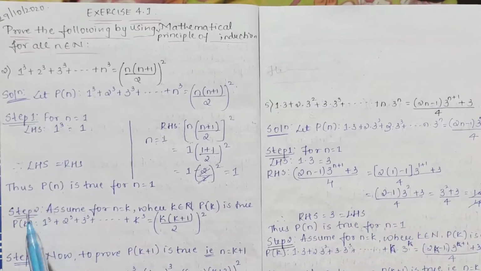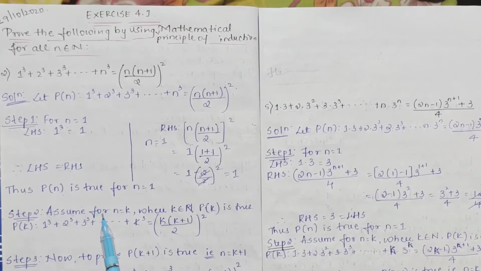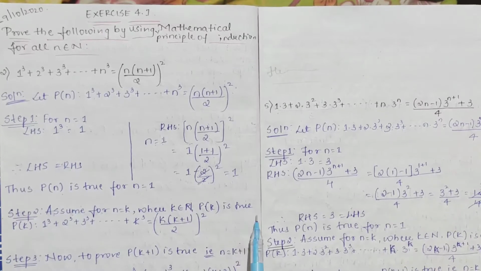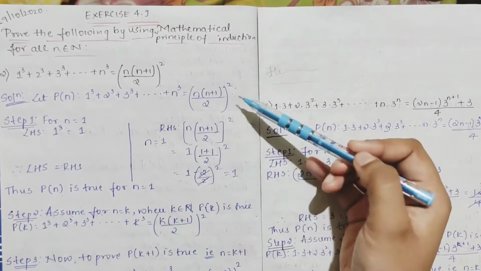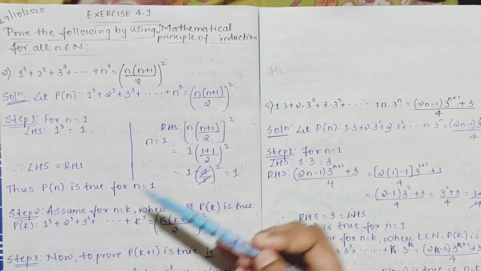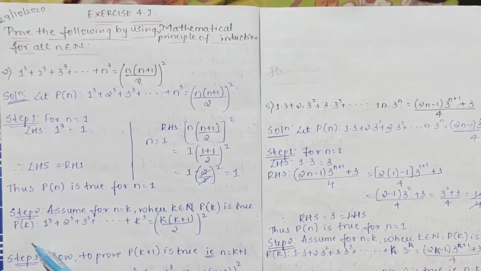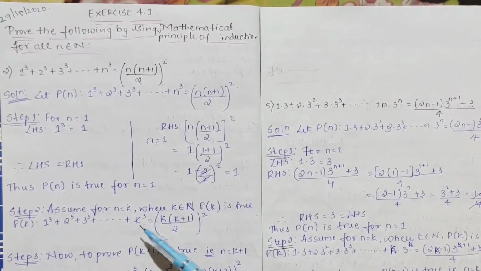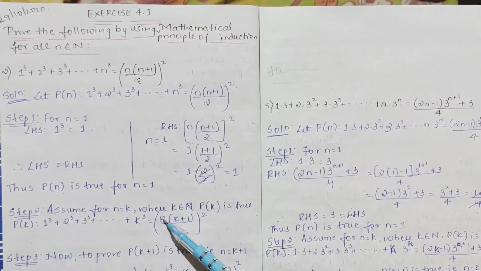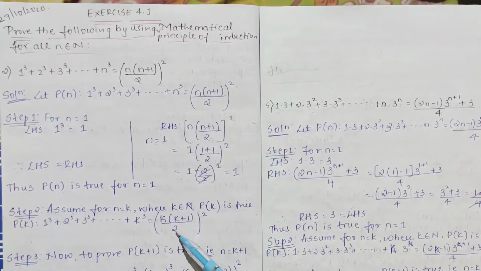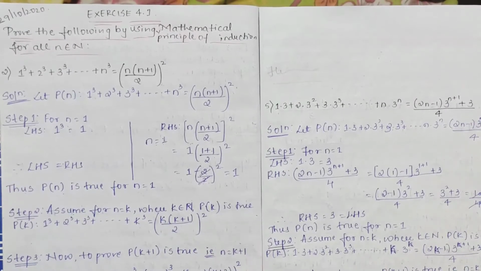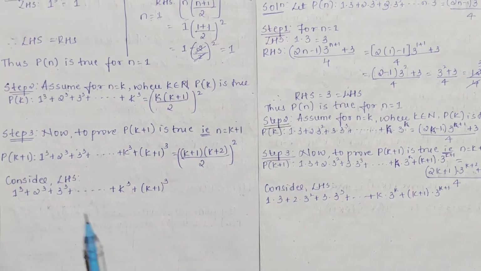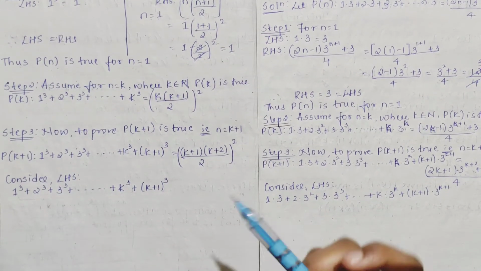Now comes our step 2. Step 2: you have to assume for n equal to k, where k belongs to the natural numbers, P of k is true. So wherever n is there in P of n, you have to put k, right? So P of k is 1 cube plus 2 cube plus 3 cube so on up to k cube, which is equal to k into k plus 1, the whole by 2, the whole square. I hope till step 2 it is clear for you. Please pause the video whenever you are writing it.